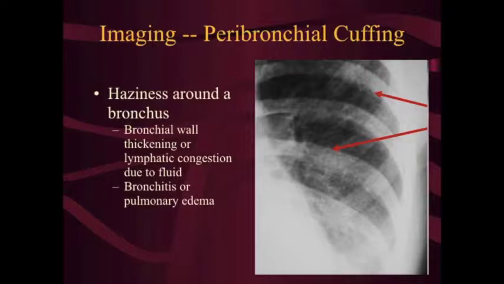Peribronchial cuffing. So this is another x-ray finding of pulmonary edema. It's just haziness around the bronchus. Bronchial wall thickening can do that. So if you have bronchitis, for example, you can get peribronchial cuffing sometimes. Or lymphatic congestion, which is what we're talking about due to fluid. Bronchitis or pulmonary edema. This one's better up here at the top, I think. You can kind of see there's a black spot with a little white circle around it. That's peribronchial cuffing. Another, again, finding of pulmonary edema on chest x-ray.